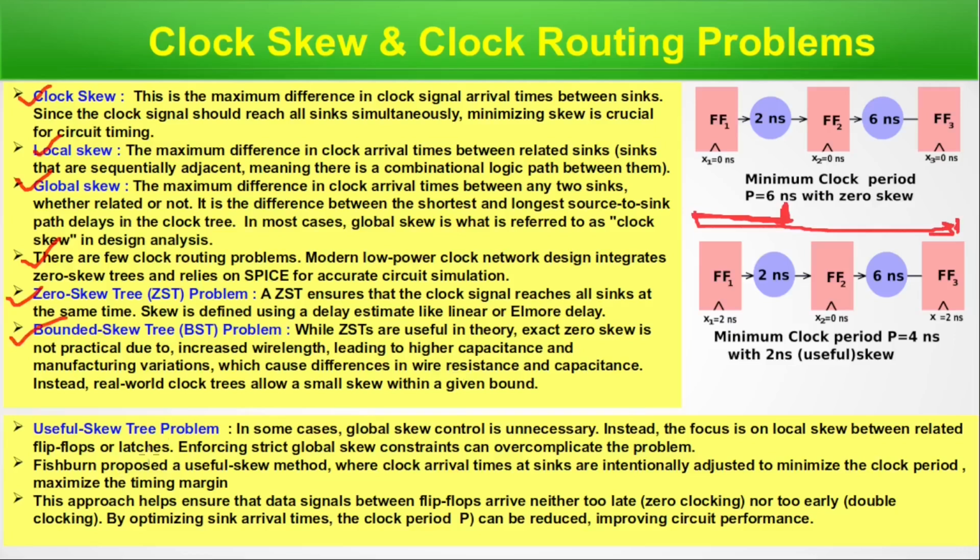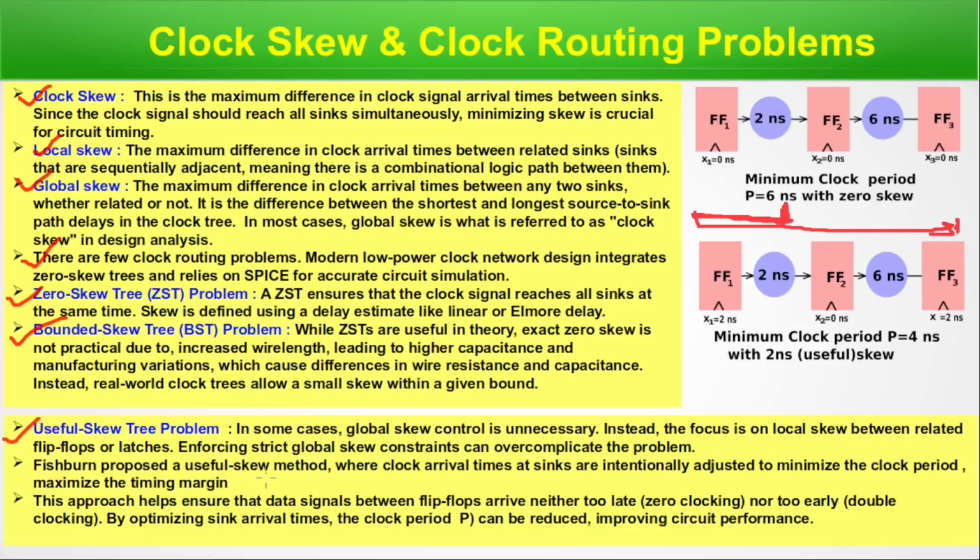Now, the useful skew tree problem. In some cases, global skew control is unnecessary. Instead, the focus is on local skew between related flip-flops or latches. Enforcing a strict global skew constraint can overcomplicate the problem. So in some cases, it's not necessary.